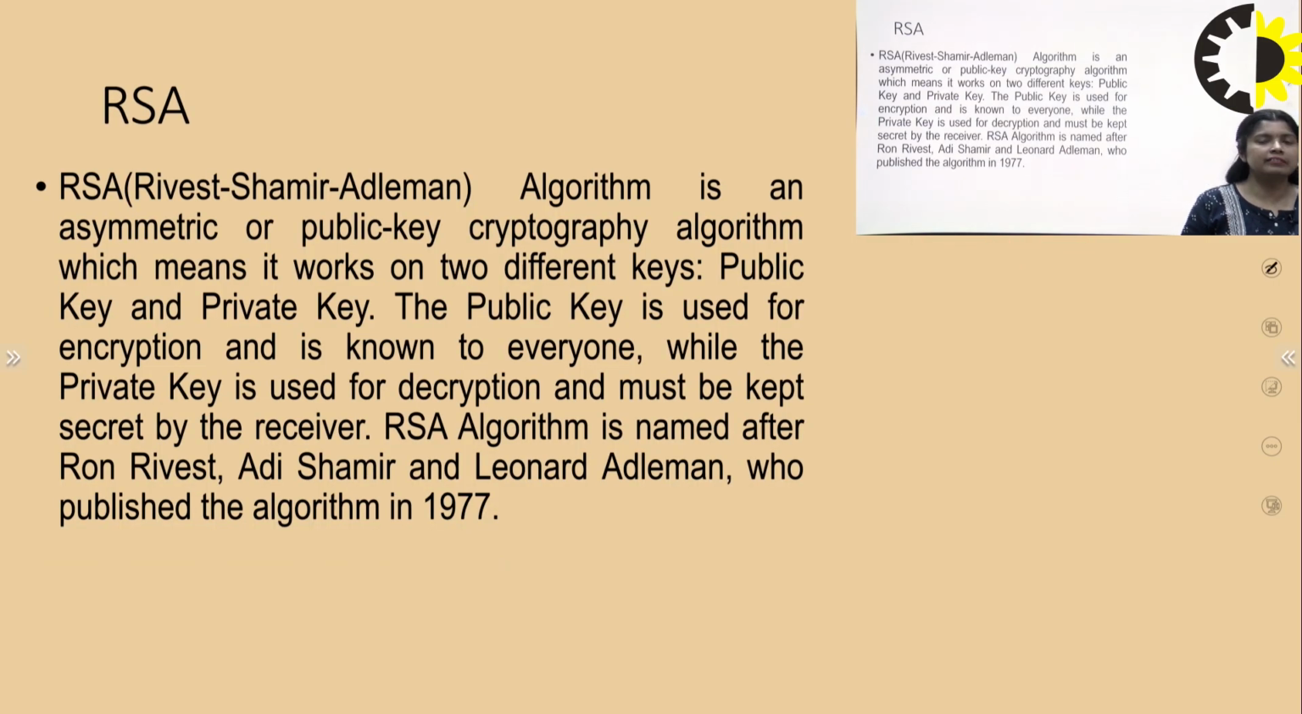Now let's discuss the topic RSA. RSA is actually public key cryptography. The public key is used for encryption and is known to everyone, while the private key is for decryption and must be kept secret by the receiver. The RSA algorithm is named after three scientists, Ron, Adi and Leonard, who developed it in 1977 as a public key cryptography. That's why its name is RSA.